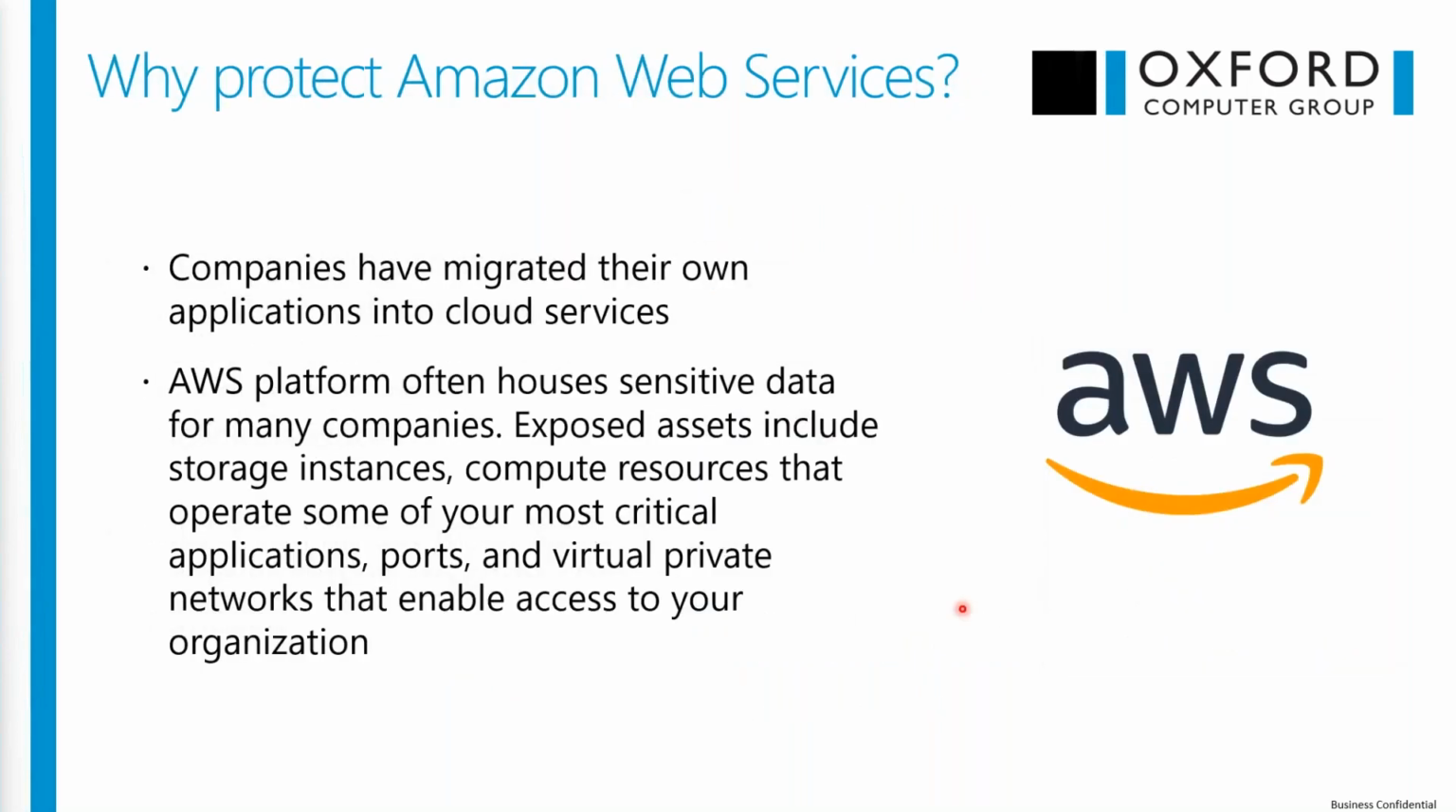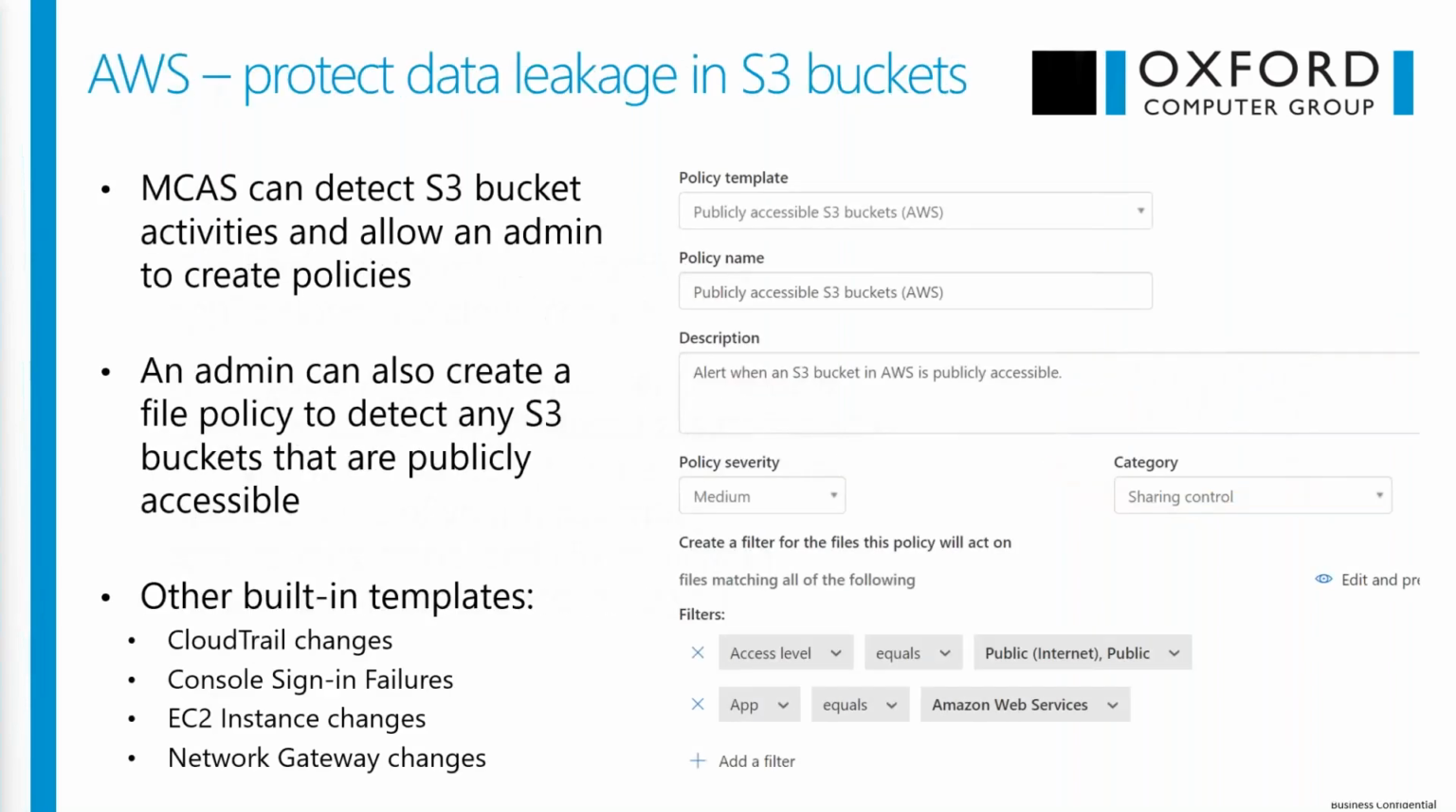AWS is another third-party app, and according to Microsoft, it is the most protected app in Cloud App Security today that organizations are using. No surprise there, AWS, used by many organizations, Fortune 100 and on down. Many have migrated entire data centers and their applications into AWS, and because of that, it's housing very sensitive information. So of course, that's something that you would want to protect.